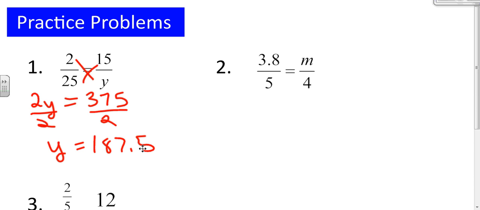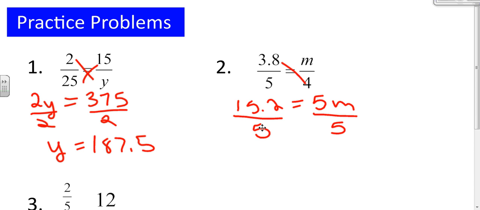And the next one here, I'm going to multiply 4 times 3.8, and that gives me 15.2. It's equal to 5m. Divide both sides by the coefficient here. 15.2 divided by 5 is going to give me 3.04. And that's what m is equal to.